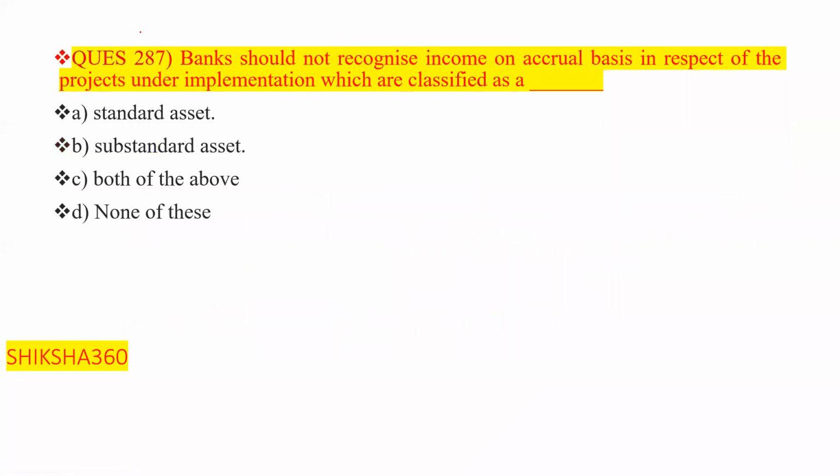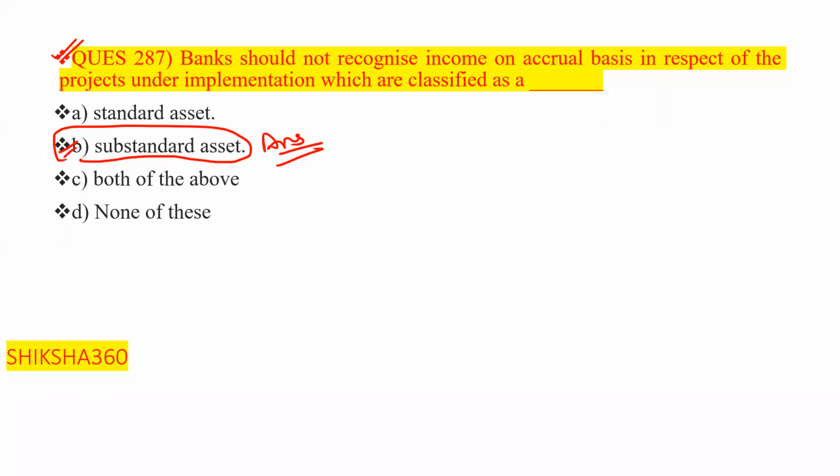Now move to the next question, 287. Banks should not recognize income on accrual basis in respect of the projects under implementation, which are classified as: standard asset, substandard asset, both of the above, none of these. The correct answer is B, substandard asset.